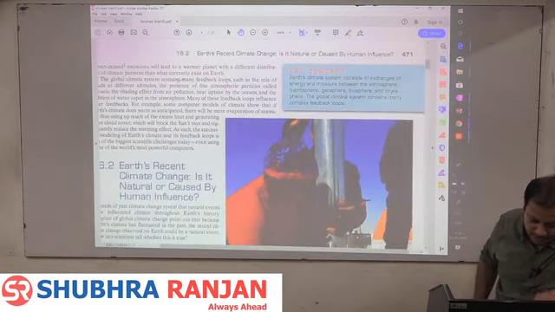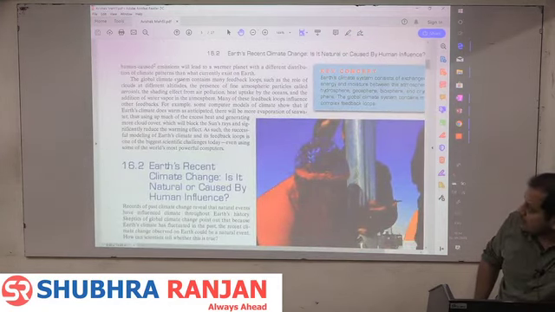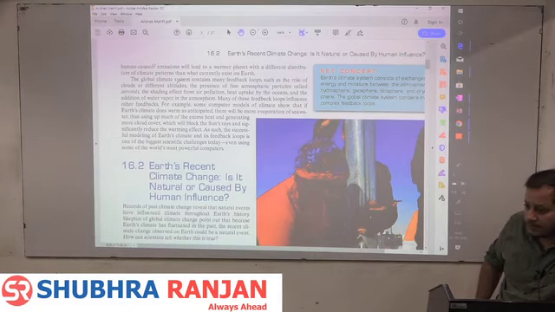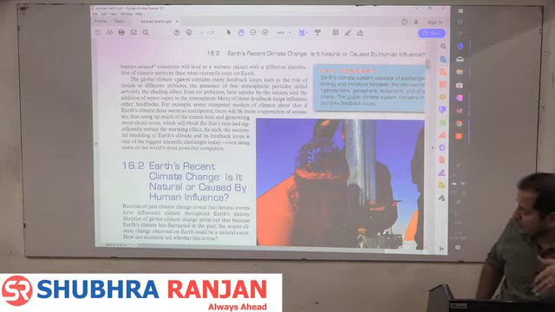Just read this line. The global climate system contains many feedback loops. What is this line? The global climate system contains many feedback loops such as the role of clouds at the different altitudes, the presence of fine atmospheric particles called aerosols, the shading effect of the air pollution, heat uptake by the oceans and the addition of water vapor, moisture, etc.